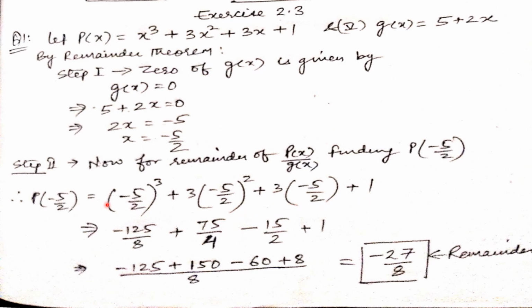Now simply open the cube. It becomes minus 125 upon 2 cube, which is 8. Minus 5 square is 25, into 3 is 75, upon 2 square, which is 4. Then we have 3 into minus 5 by 2, that is minus 15 upon 2, plus 1. Now what we have done is just taken the LCM. LCM is 8, solved it and got the answer minus 27 upon 8. This is our remainder. I hope you all solved this question very easily. Okay, in case not, please see and write it down.